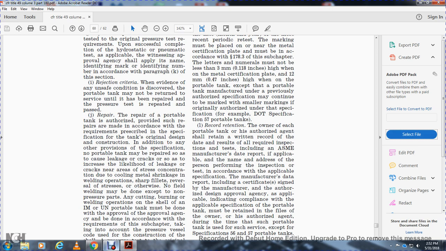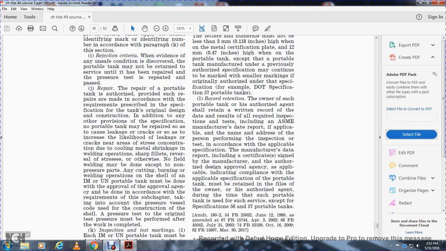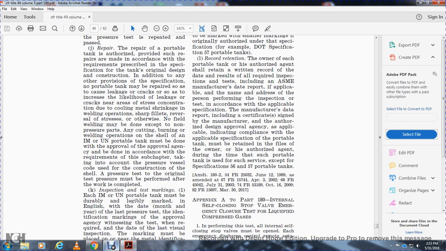J. Repairs of the portable tank must be made in accordance with the requirements prescribed in the specification for the tank, the original design and construction, in addition to any provisions on portable tanks. Repairs to cover leakage of cracks are discouraged because they increase the likelihood of new cracks near areas of stress concentration due to cooling, metal shrinkage, the welding operation, sharp fillets, and reversal of stress. Otherwise, no field welding may be done except on non-pressure parts, and cutting, burning, or welding on the shell and the IM on portable tanks must be done with approval of the approval agency, in accordance with the requirements of the subchapter, taking into account the pressure vessel code used for construction. The original pressure test must be performed when the work is completed.